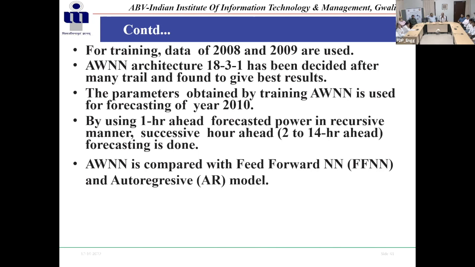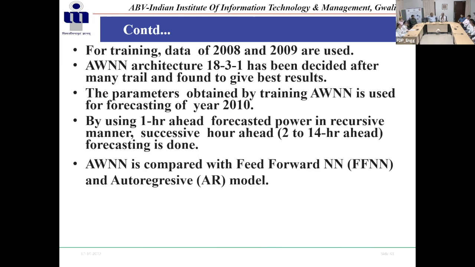wavelet neural network, because wavelets have two properties: one is translation and the other is dilation, and both can be trained properly so that you can map your forecasting very exactly on the given data. So based on that it is done. We basically compared the AWNN with the feed-forward neural network, and we also used the autoregressive model to compare with our AWNN.